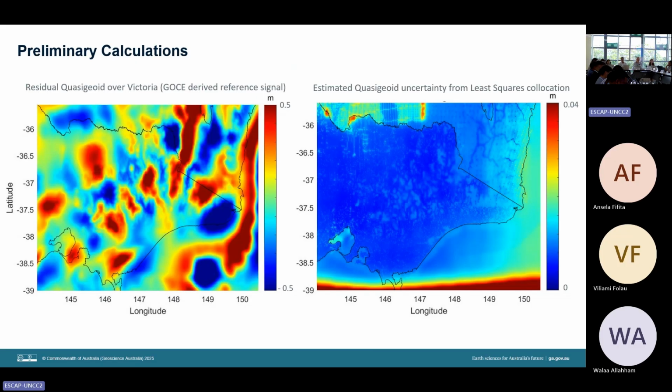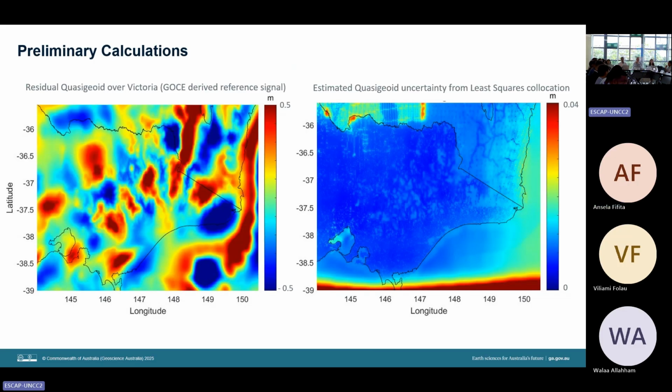On the right, we've actually processed the data and produced the model using least squares collocation. So we've also managed to capture the uncertainty estimates. And we're smoothing out the uncertainty across the entire region, so it's uniform, whereas before it would have been a little bit more variable due to the variability in the data coverage.